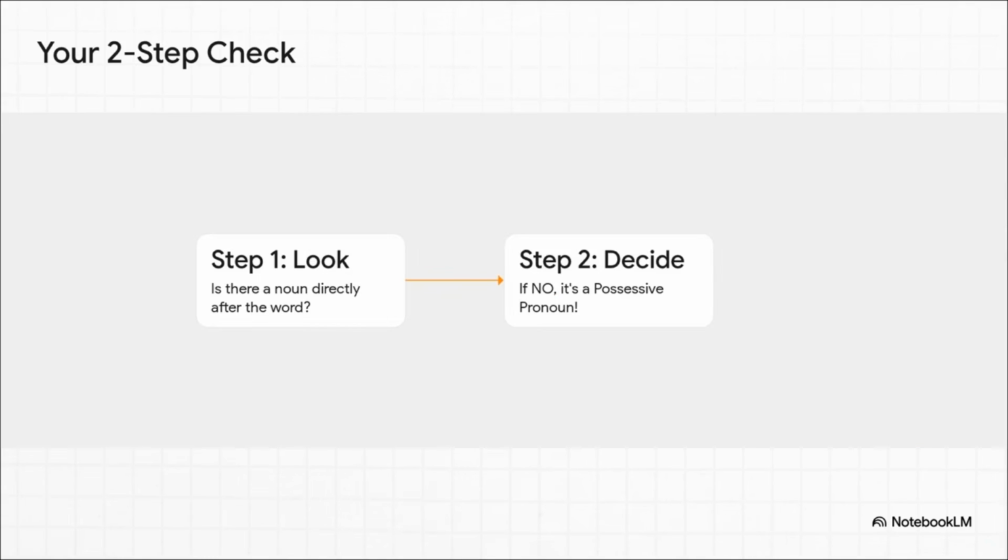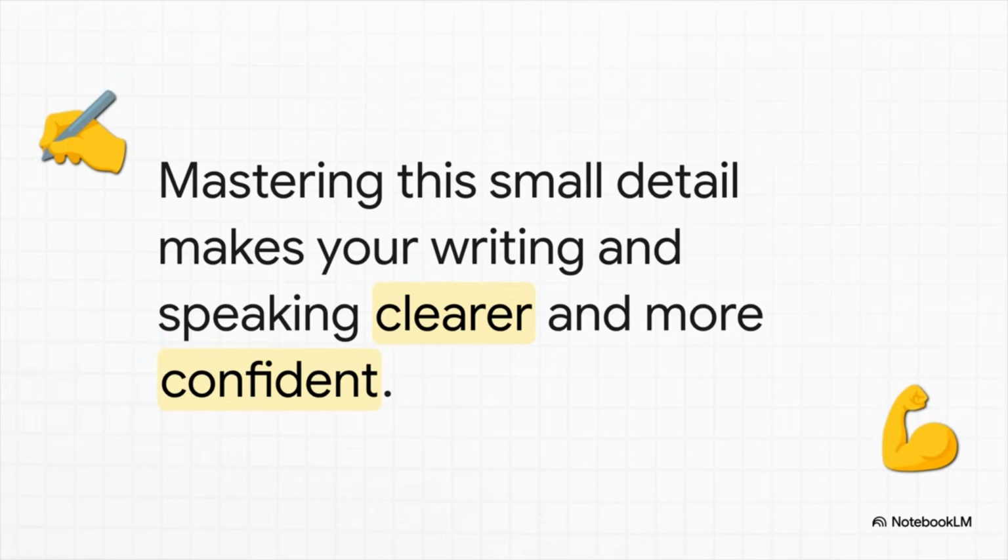So let's just boil this all down into a super simple two-step check you can use anytime. When you're not sure, just ask yourself. Step 1, is there a noun right after this word? Step 2, if the answer is no, then bingo. It's a possessive pronoun. It really is that simple. But why do we even care about this? I mean, it seems like such a tiny detail, right? Well, getting this right is one of those little things that makes your writing and speaking sound so much more polished and confident. It's a small change that makes a big difference in how clear you are.